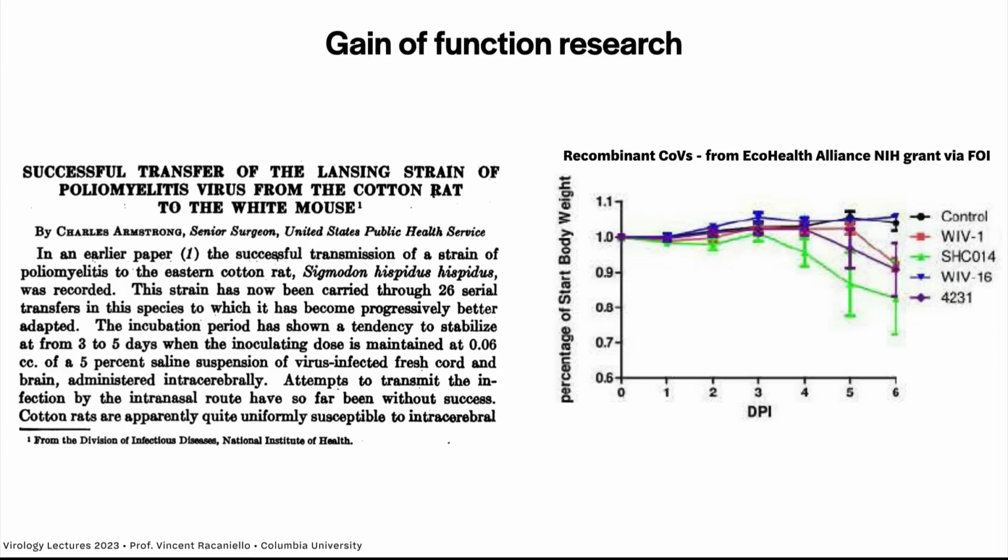On the right is a graph from a grant application from EcoHealth Alliance. This is the organization here in New York City that had been collaborating with the Wuhan Institute of Virology. And this is a grant application that was obtained by Freedom of Information Act by reporters who wanted to see if there was something bad going on. So in this experiment, the question is, are there coronaviruses in bats, in caves in China that can infect human cells and potentially be a pandemic threat?